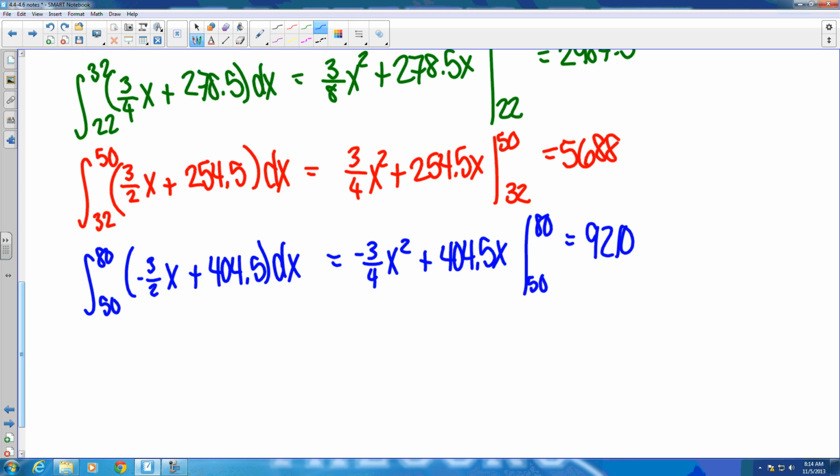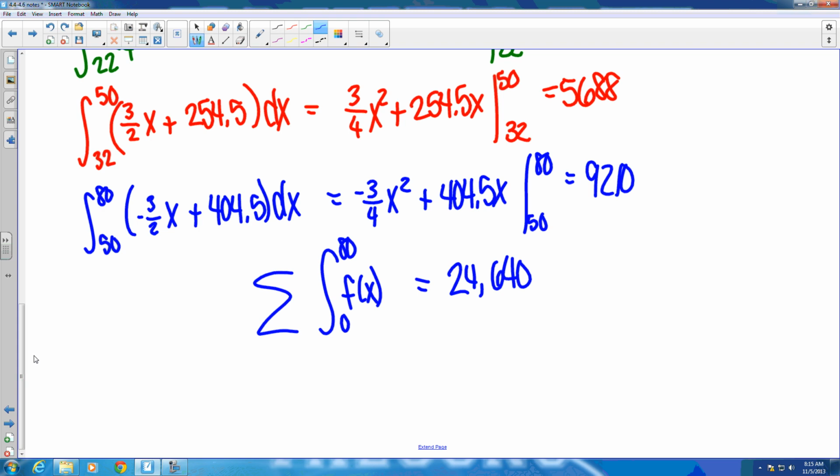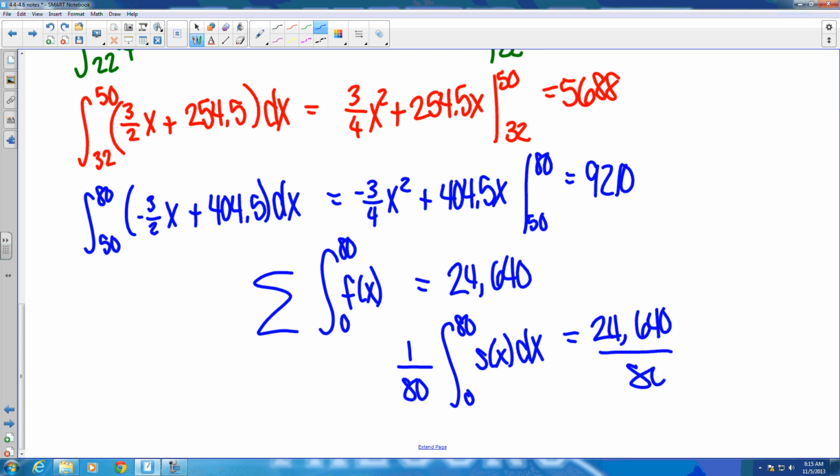So once we add all these up, the summation of all of our integrals from 0 to 80 is 24,640. To find the average speed over the interval from 0 to 80, we have to divide our summation by the length of the interval. So that's 24,640 divided by 80, which is 308 meters per second.